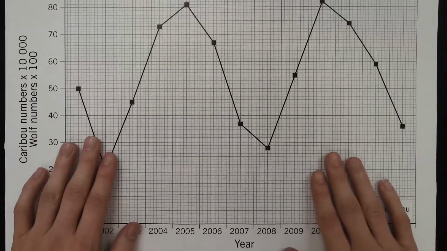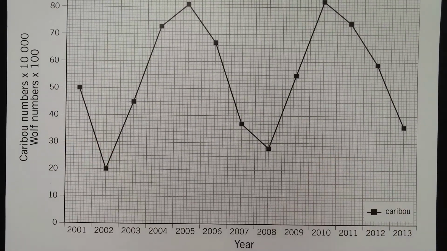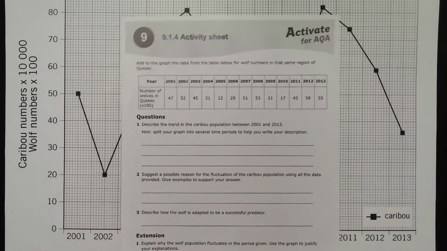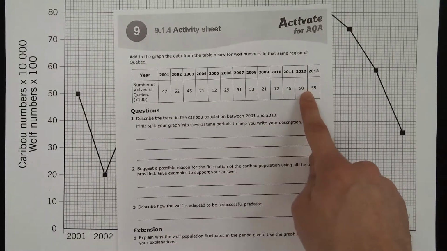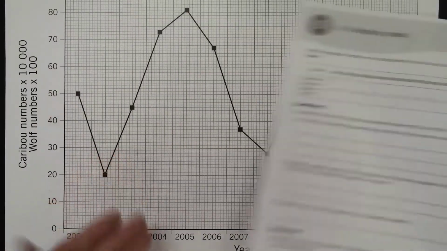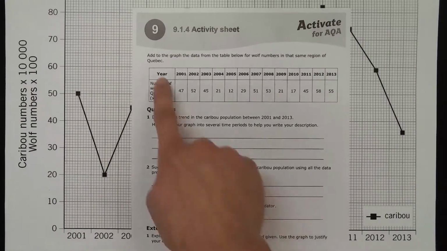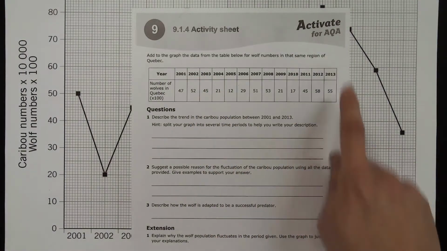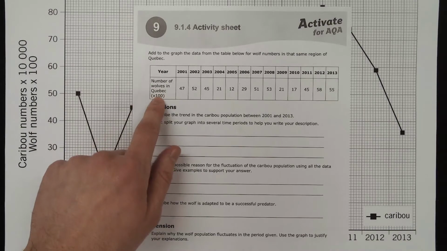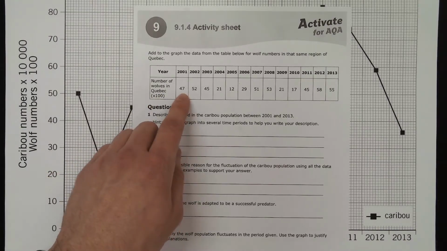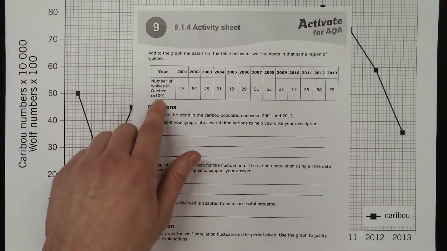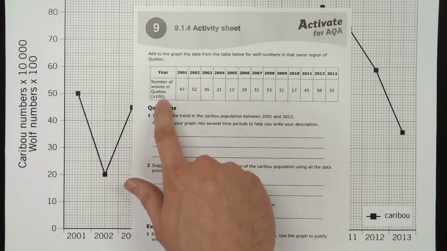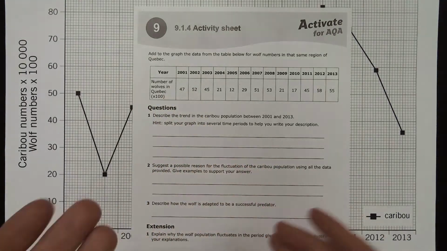Okay, so now we have the task of actually plotting our points onto the graph. On your activity sheet, which looks something similar to this, you have a table with the data that we need to plot on this graph. Reading the data from the table, on the top we have the year, so 2001, 2, 3, 4, all the way up to 2013. And then we also have the number of wolves in Quebec times 100. Once again, it's not saying that there's 47 there, there's 47 times 100. Likewise, with the second value here, 52, there's not 52, there's 52 times 100. So for example, 5,200 wolves.